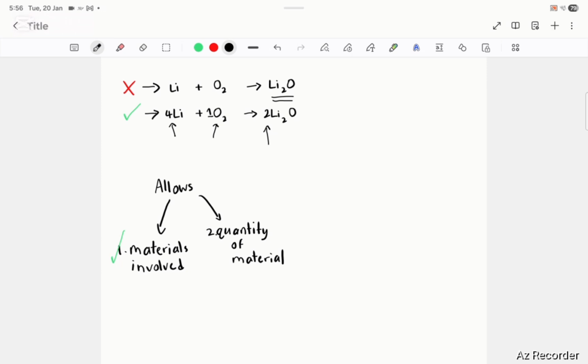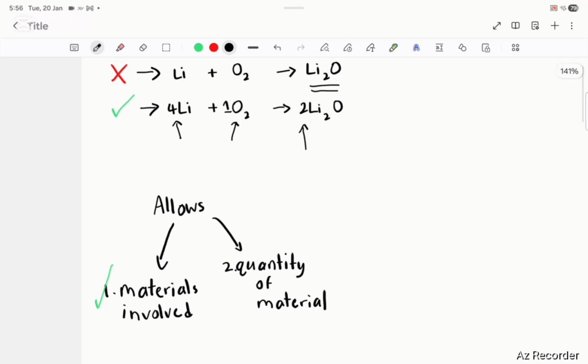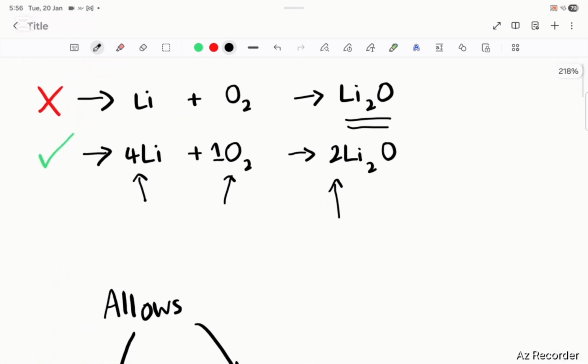Balancing a chemical equation means we are equalizing the number of atoms on the left side and on the right side of a chemical equation. So let's look at this equation right here. Let's look at the first one, which is invalid. Let's see what exactly is wrong about it. So the first thing we need to check is the number of atoms on the left and on the right side. Let's look at lithium. How many lithium atoms do we have on the left side of the equation? We have 1 here, and that's it. So on the left side we have 1 lithium atom.